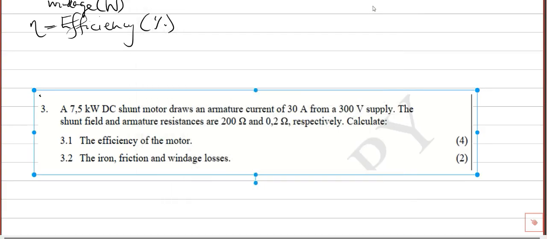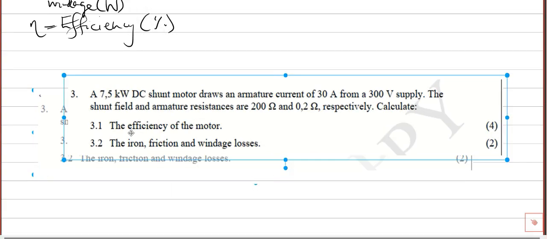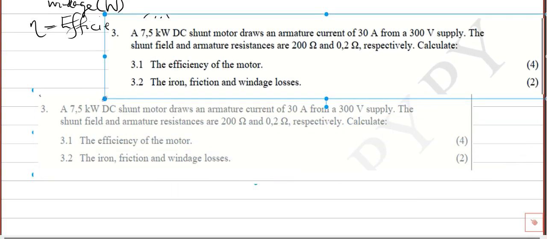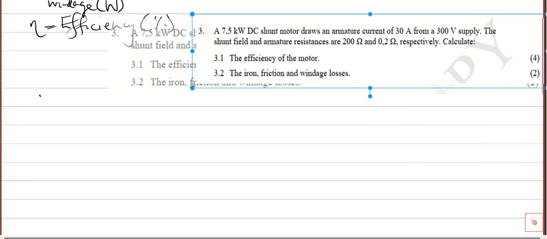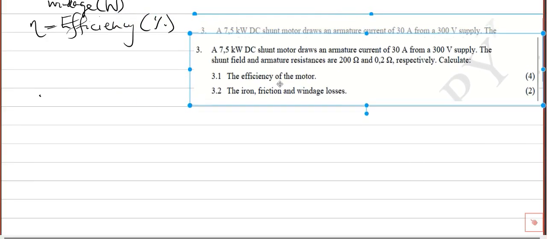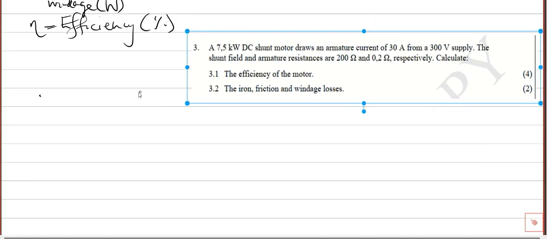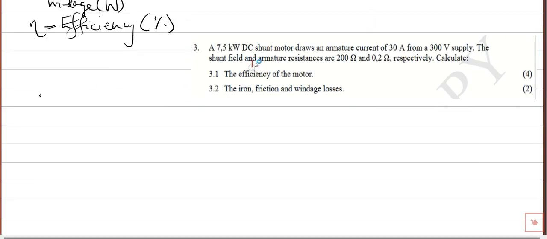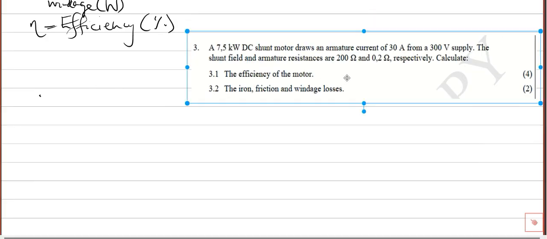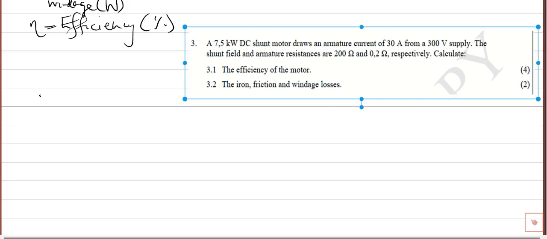Alright, sorry. So for this question here, it comes from your textbooks, the exercise. So let's see if it won't beat me as well.